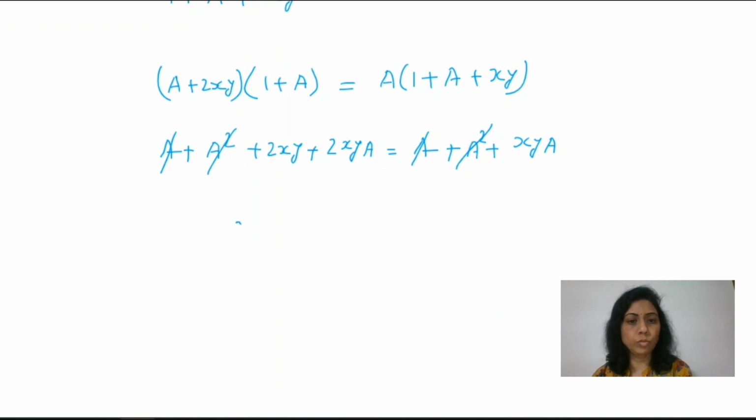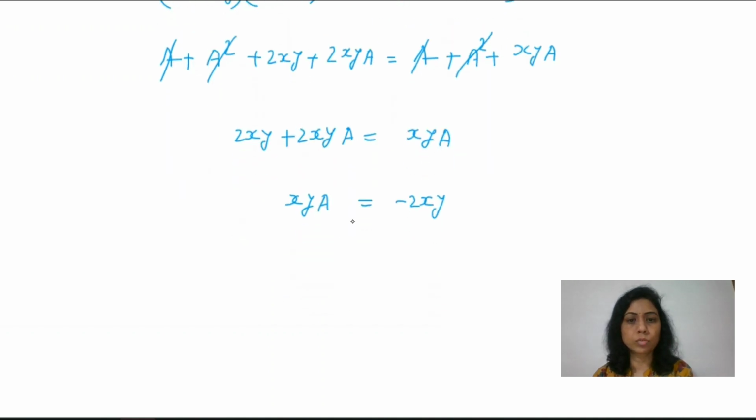So 2xy plus 2xya is equal to xya. This one transfers to this side, so it will be negative, and this one transfers to this side, so it will be negative. So 2xya minus xya is xya, 2 minus 1 is 1, and this transfers to this side, so minus 2xy. Both sides divide by xy, so it cancels out. So just a is equal to -2.